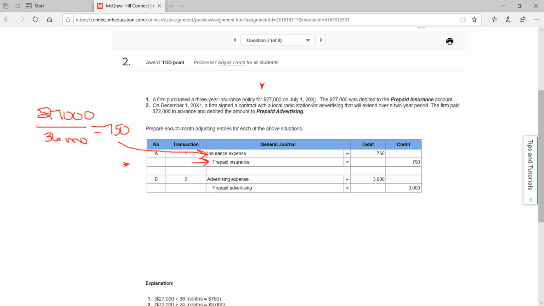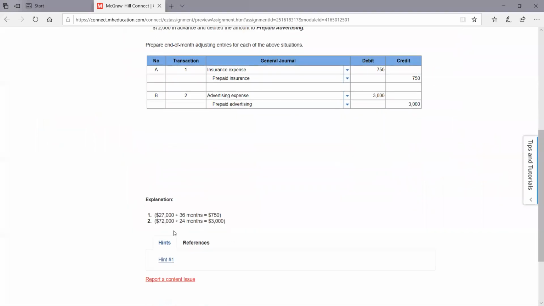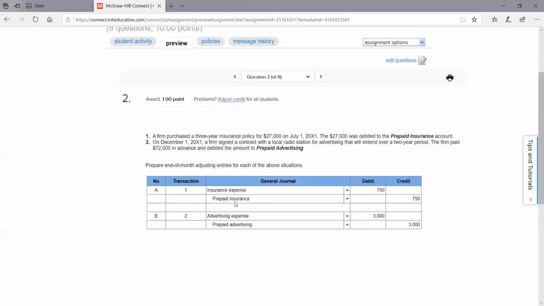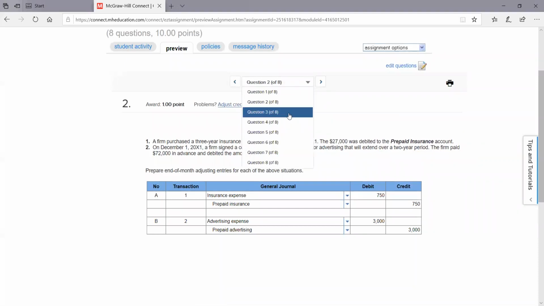The advertising was on December 1st, and it was a 2-year period, $72,000. So on that one, they would have taken $72,000, divided that by 24 months, and they would have gotten $3,000. And you can see the appropriate debit the expense and credit the prepaid. And of course, down below, you can see they're simply showing you the same calculations I just did. All right, that's number 2.